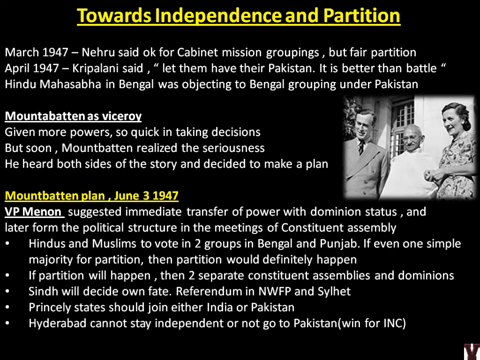Hyderabad cannot stay independent or go to Pakistan. Hyderabad was a region of Muslim majority, even now it is like that. We know leaders like Owaisi and others who are from Hyderabad. They actually wanted to be part of Pakistan. I am talking about a few elite leaders alone, not the entire Muslim majority. But being geographically far from the west and east, northwest and northeast, Hyderabad's demand was not accepted by Mountbatten, and it was actually a win for INC.